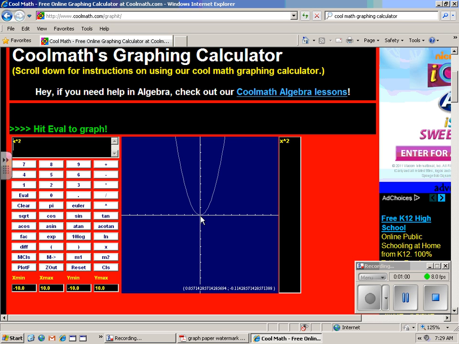If you see where I'm hovering right here, that's called the vertex. In this case, our vertex or turning point is a minimum. It's a low point, the very lowest point on the parabola. So we call that vertex a minimum.